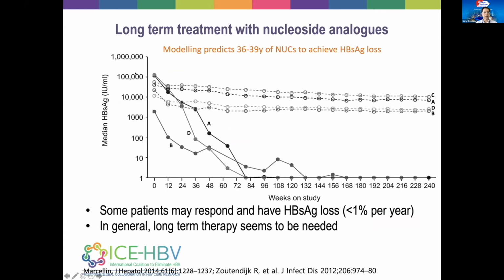You can see here the level of the S antigen, or the envelope protein. Over a 5-year period in this study, there's very little change in the S antigen level. You can see in A, B, and D that a few patients did manage to respond very well and achieve S antigen loss. But as I said, generally speaking, it's less than 1% a year. And it is believed that you need to take these treatments for around 30 to 40 years to achieve S antigen loss.